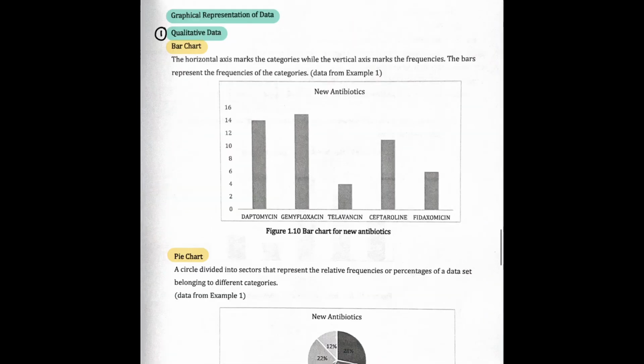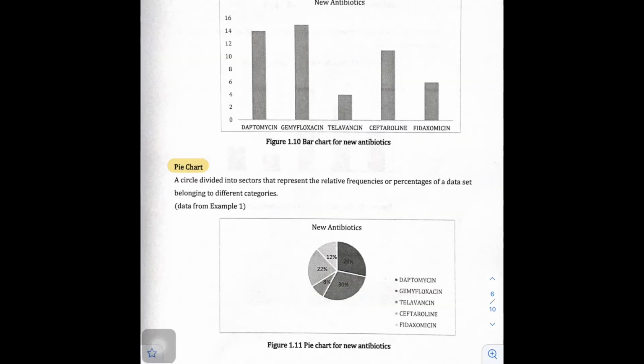The second one is how can you present your data? So you have two types of data. The first one is qualitative, which is the antibiotics just now. You can present your data in the bar chart. This is the bar chart for the antibiotics. So the y-axis will be your frequency. Or another option, you can have the pie chart also. So if it is a pie chart, you display the percentage for each of the antibiotics types.